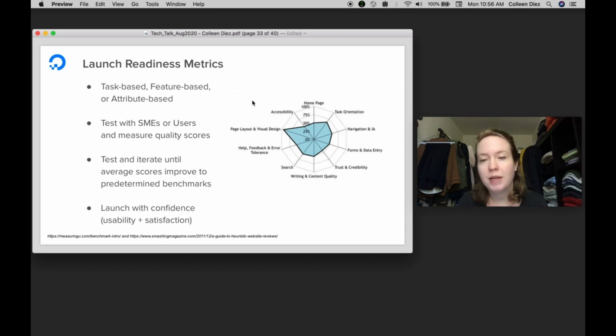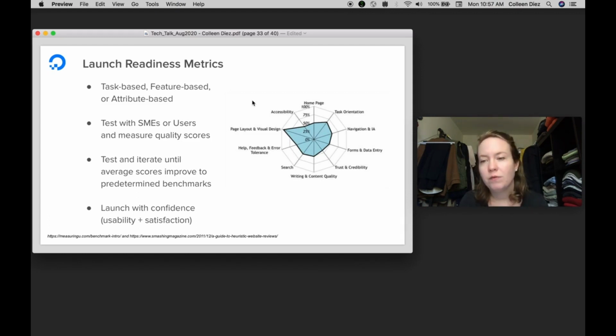They could be feature based. Maybe it's a particular aspect of your product. It could be the search bar. It could be the visual design aspect of the page layout. It could be the navigation, or it could be attribute based. You might want to put together launch readiness metrics for the perception of trust and credibility that your product has, or accessibility.